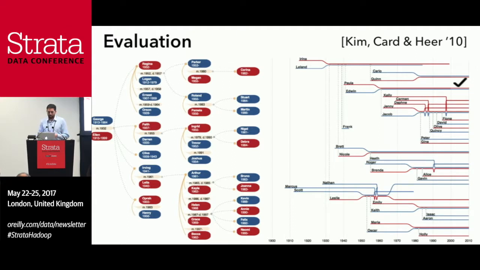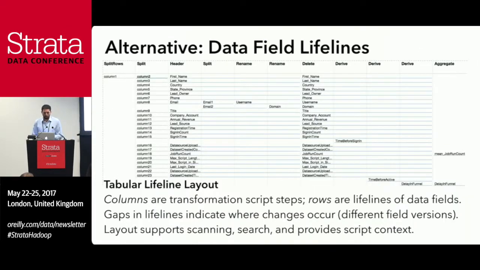So based on that, we decided to apply very similar techniques that we've seen for human relationships, and instead just apply it to data attributes. We call this a data lifeline, or a data field or column lifeline. The idea is that we're going to lay out our data into columns, so each column in the graph will represent a transformation. In that top row we can see the same recipe steps from before, where we first split our data into rows and columns, apply a header, split out the email, rename, delete, derive some attributes, and then finally produce our aggregated report.